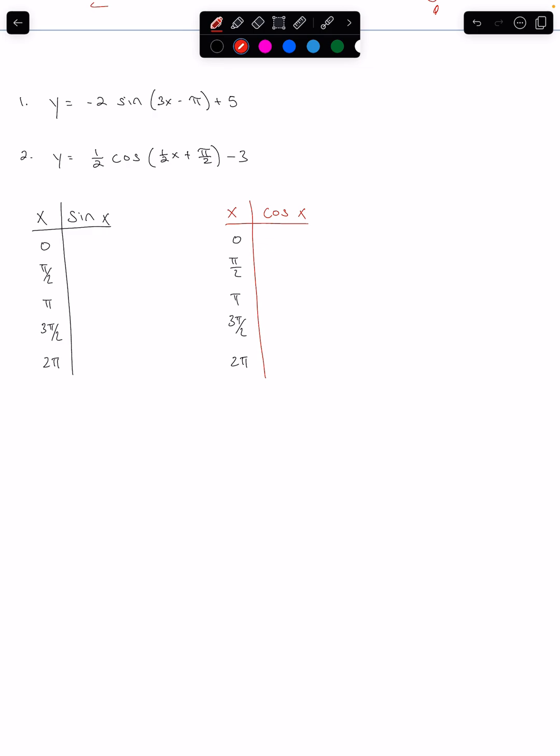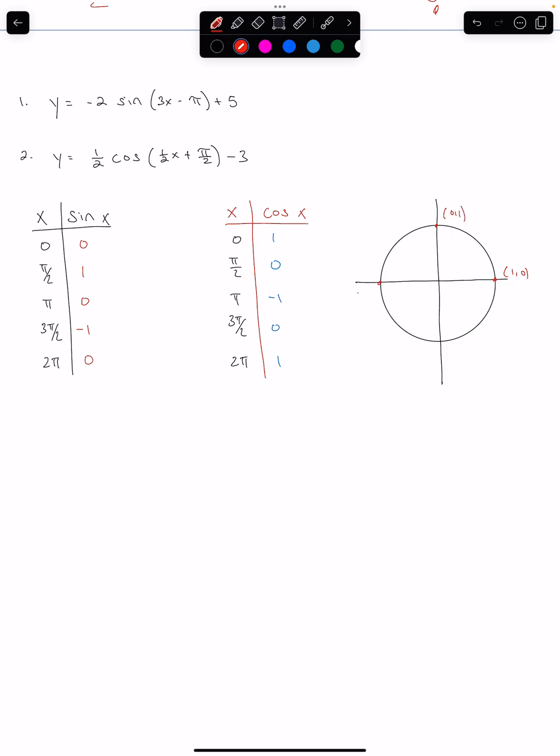The difference is where you start. Sine of 0 is 0, pi over 2 is 1, 0, negative 1, 0. And for cosine, you're starting on 1, pi over 2 is 0, negative 1, 0, and then back around to 1. That's you just going around a unit circle, grabbing these coordinates: 1 comma 0, 0 comma 1, negative 1 comma 0, 0 comma negative 1. Remember, x goes with cosine, y goes with sine.